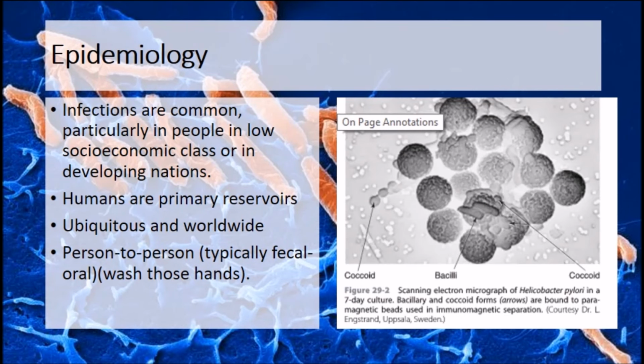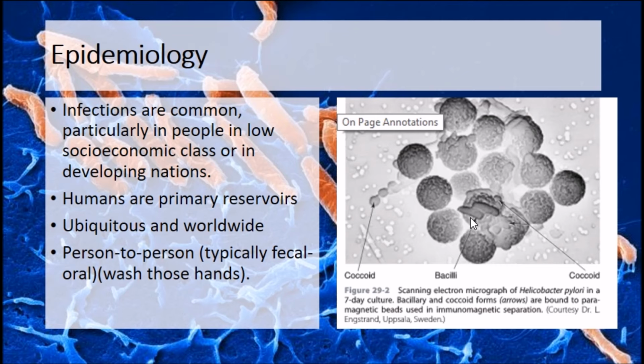The epidemiology of this organism I have listed here. The infections are very common, particularly in people of low socioeconomic class, and they are also very prominent or a factor in developing nations. Humans are the primary reservoirs for this organism. They are also ubiquitous and found worldwide, so it's a worldwide problem, not just in particular places. Transmission is person-to-person contact, typically through the fecal-oral route. So wash those hands, people.